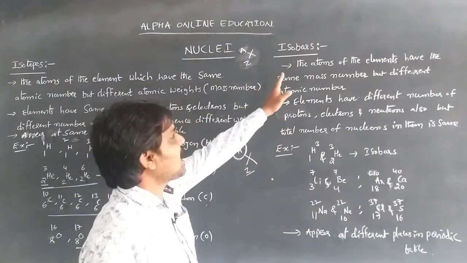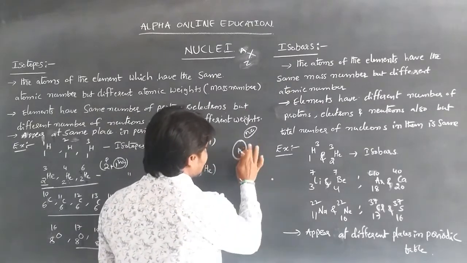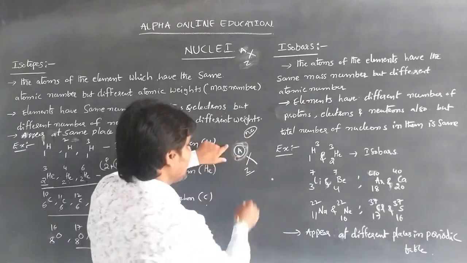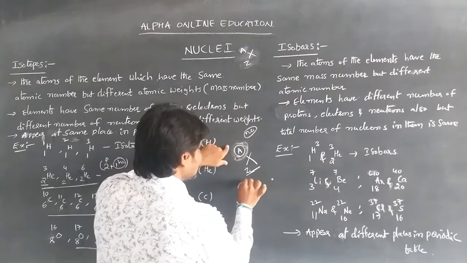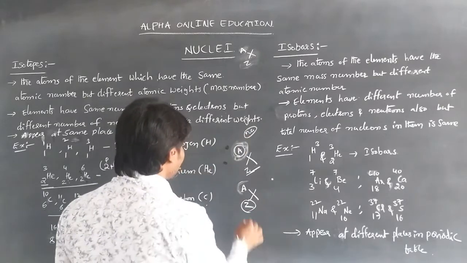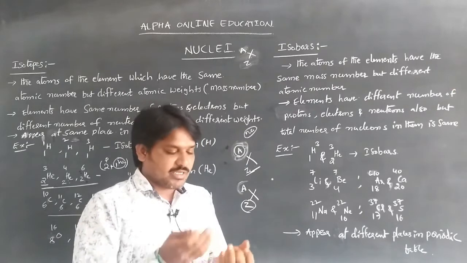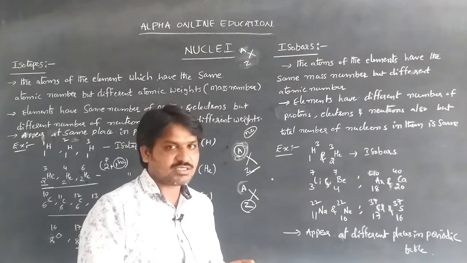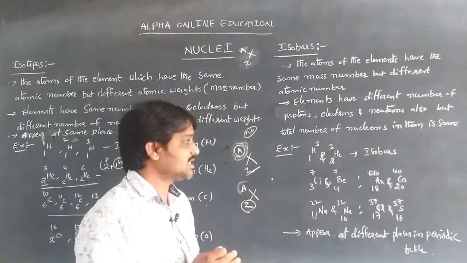The next one is isobars. In the case of isobars, it is the opposite: the atomic mass number is the same but the atomic number is different. Z will be different, A will be the same. Elements have a different number of protons, electrons and neutrons, but their nucleon count is the same.